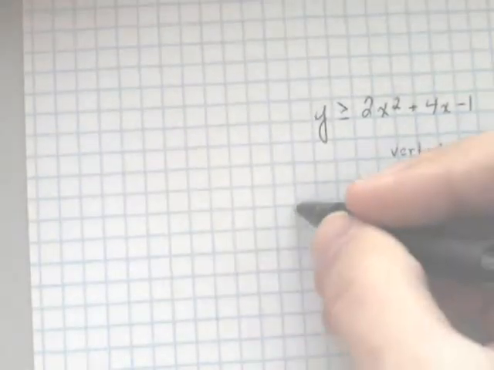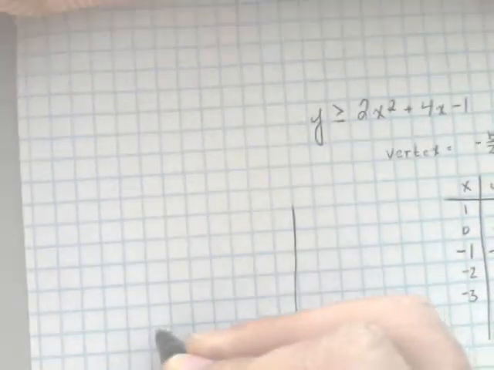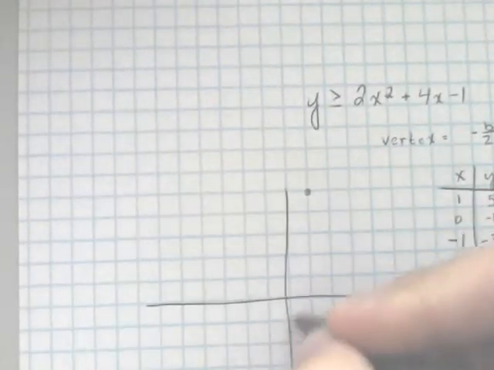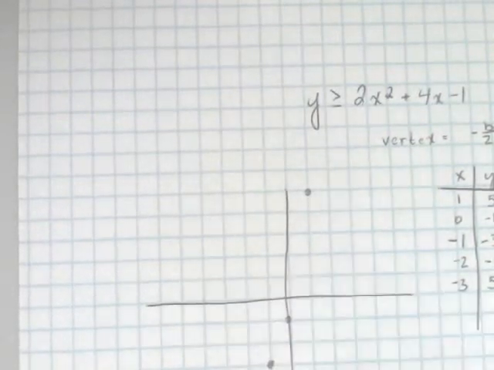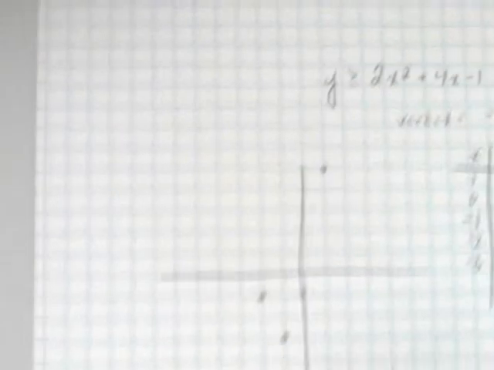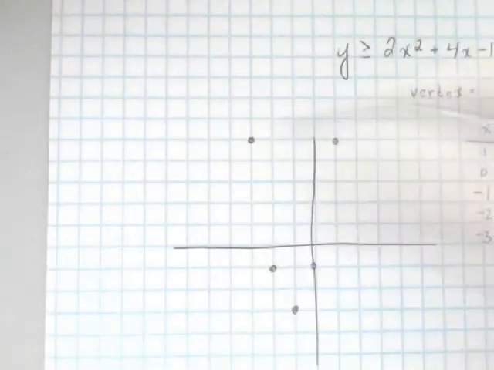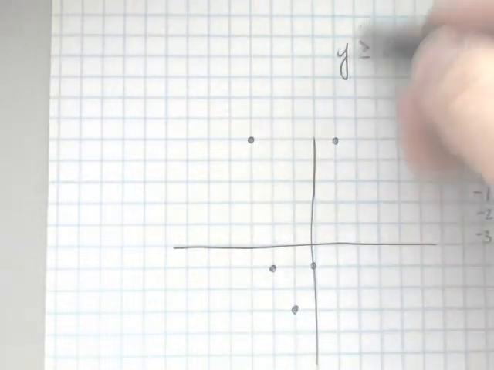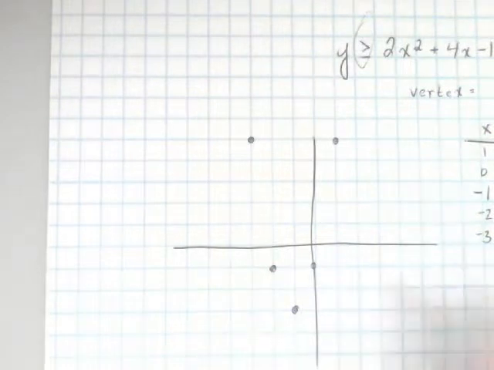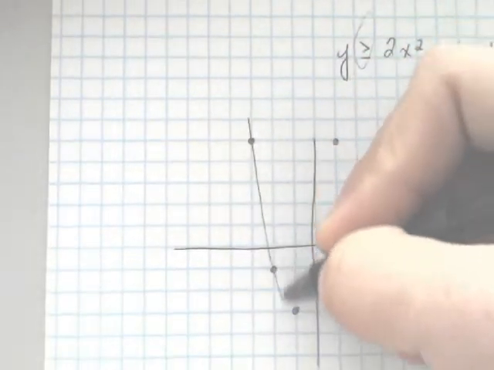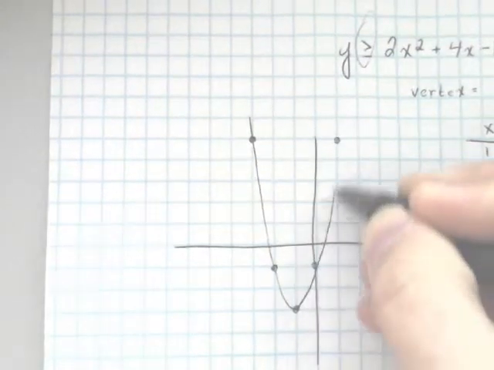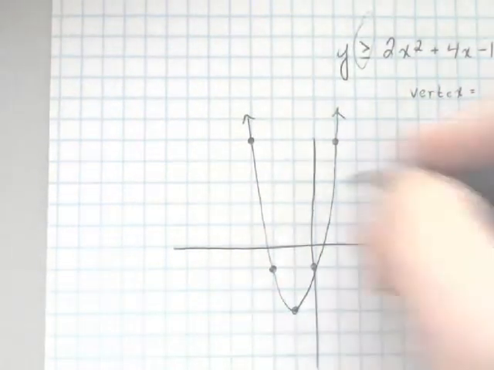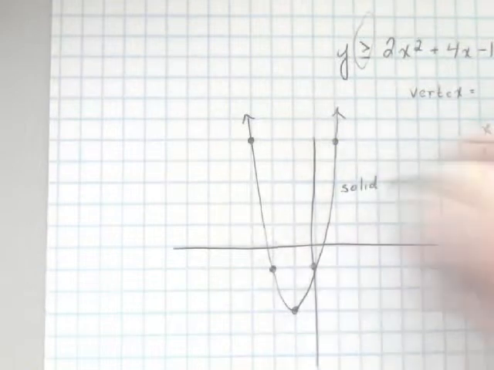Okay, so now over on the side, I'm going to make my x and y coordinate plane, plot my points: 1, 5; 0, negative 1; negative 1, negative 3; negative 2, negative 1; and negative 3, 5. Now I'm going to connect those 5 points with a solid line, and I know it's going to be a solid line because it's greater than or equal to. If it were greater than without the equal to, then I would use a dashed line. But in this case, I know it's a solid line.